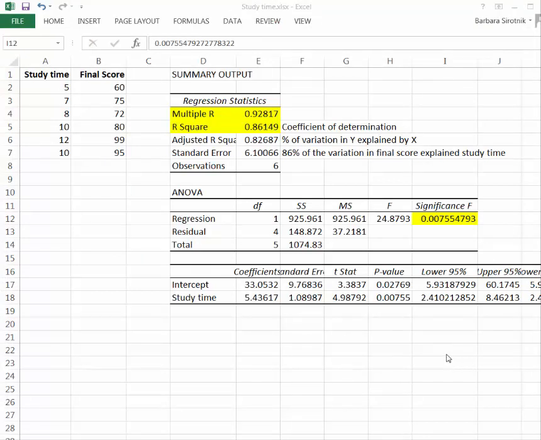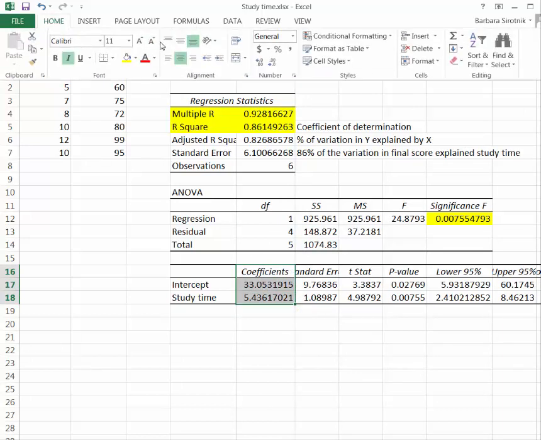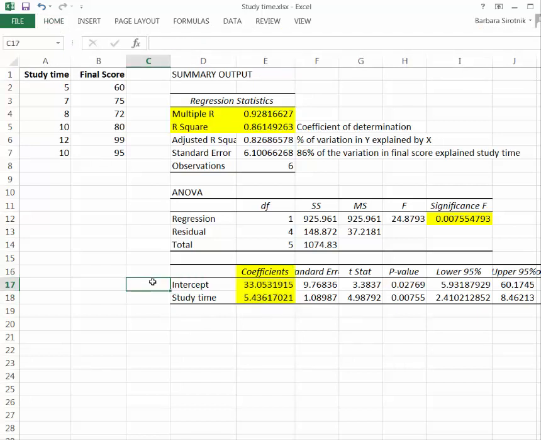So back here on the spreadsheet, yes, this tells us that the overall model is good, and that's wonderful. What else is important for us on this printout? Well, something that's important is this area right here in the E column labeled coefficients. Remember that equation that I talked about with the B0 and the B1 a few moments ago? Well, the B0 is in this row. It's the 33.05. The B1, the slope, is in this row, the 5.436.